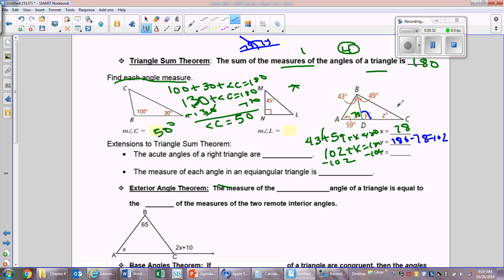And then now I can find the z, right? I have 102 here. I have 49 here. What would be z? So this is your question. Okay, so find out what it is.